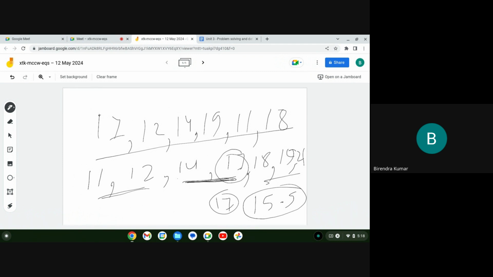If it's an odd number, you'll pick the one in the middle. If it's an even number, you'll pick two in the middle and take the average. Okay, clear?